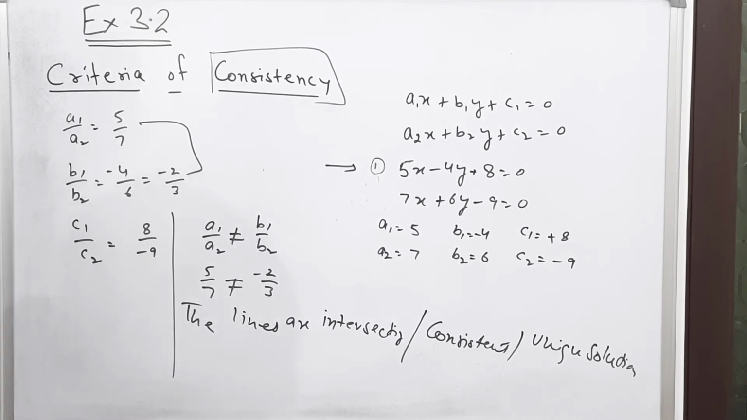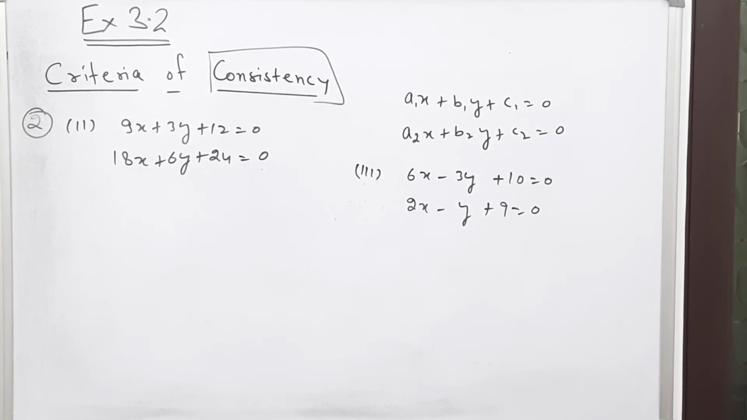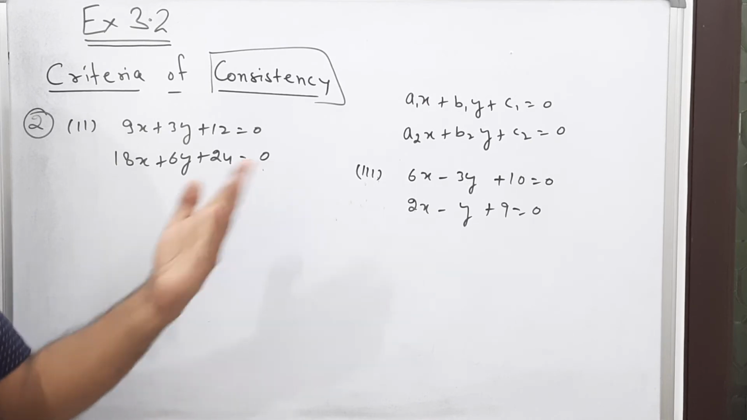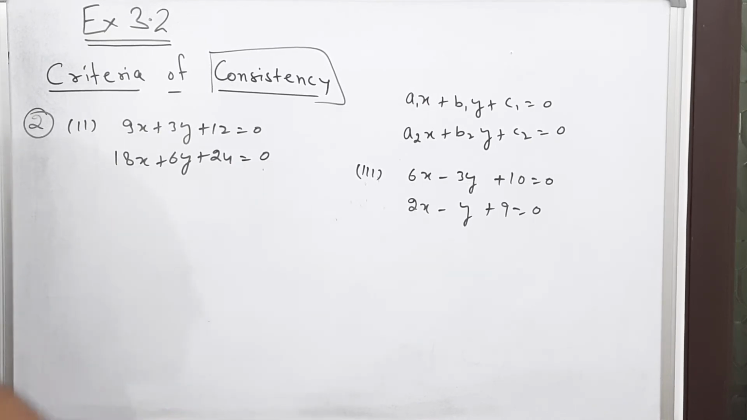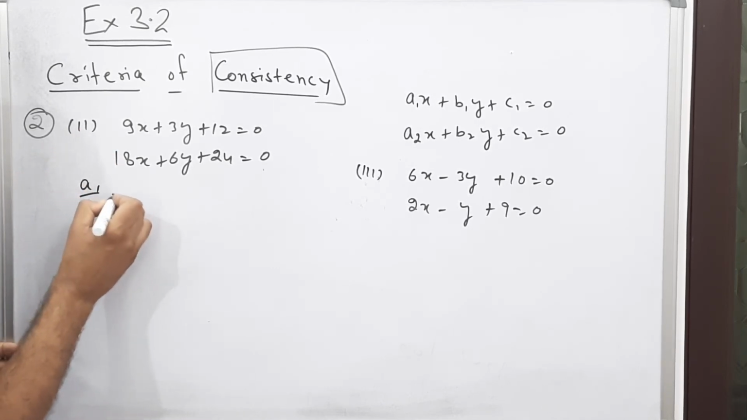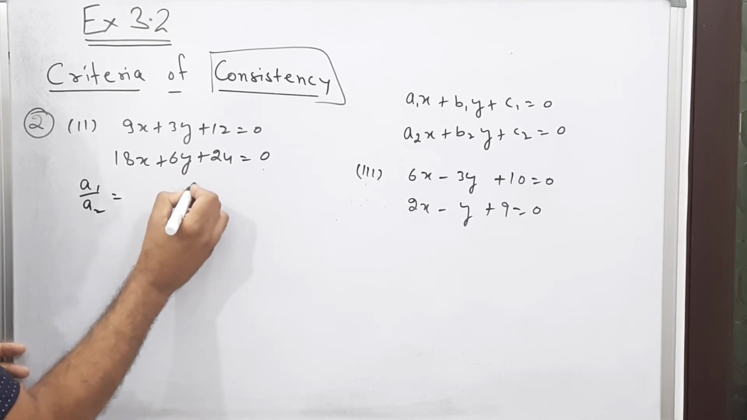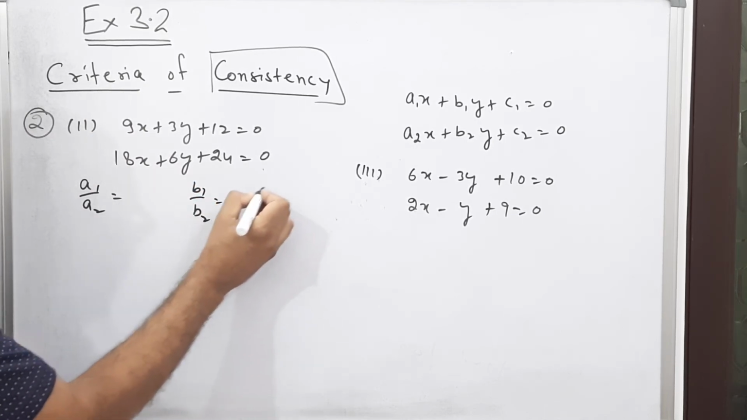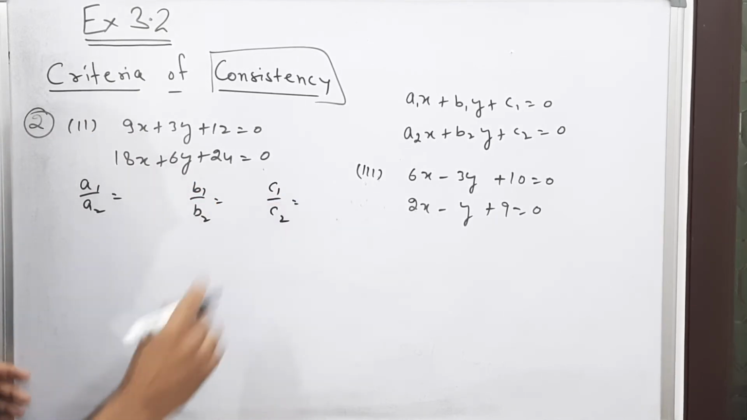Now I am taking one more sum where you will find different things. See the second part of the sum. Yes, now you see there are two more sums I have written, exactly the same problems as given in the book. Now I am taking first: what is A1 upon A2 in this case? What is B1 upon B2, and what is C1 upon C2?